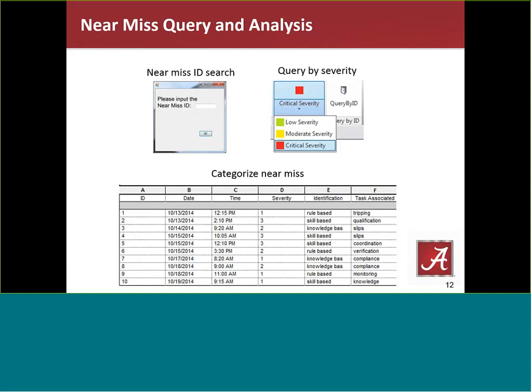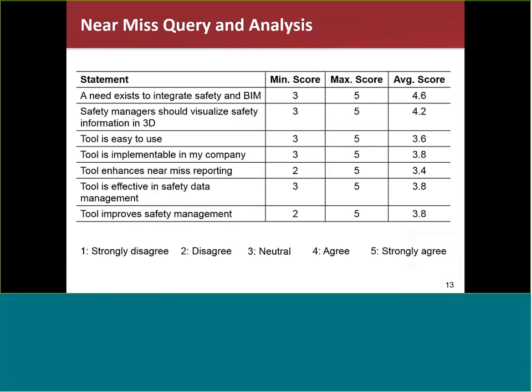So this is a screenshot of what you just saw on the video, but it's expanded a little bit. You can search near misses by their unique identification number. You can query by severity. You can query by location, by time of day, any of those parameters.